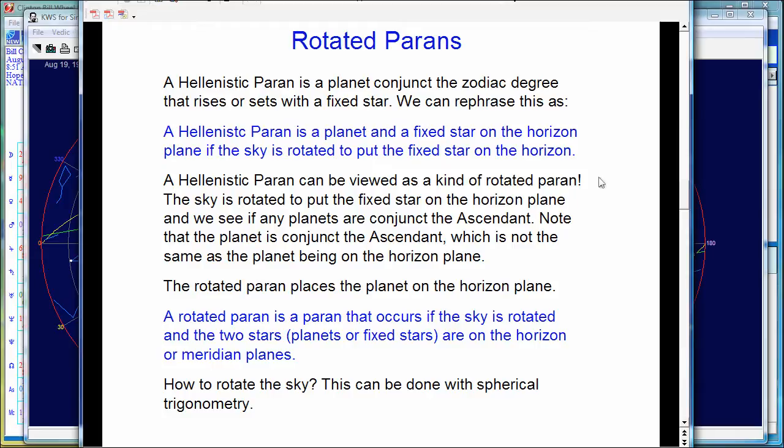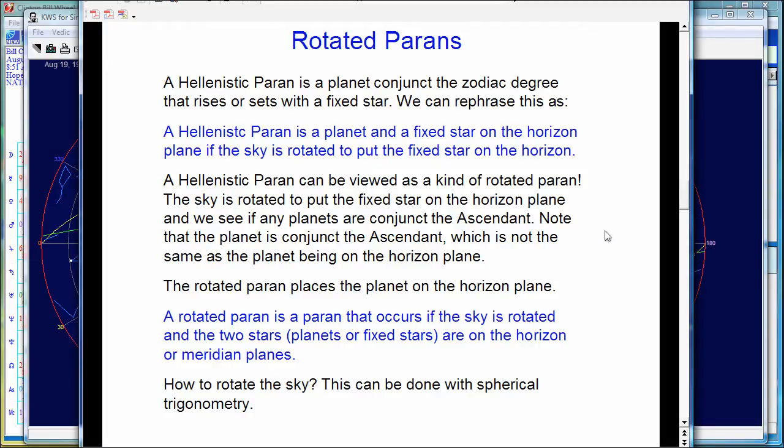So you're taking the sky and rotating it, which is what essentially happens during the day anyway. The whole sky spins around, which is an optical illusion because the Earth is spinning on its axis. So you rotate the sky, and you see what planets end up on the horizon. So you can look at a Hellenistic Paran as a kind of rotated paran. You've just rotated the fixed star, and then with the fixed star rotated to be on the horizon, you see what planets are conjunct the ascendant.